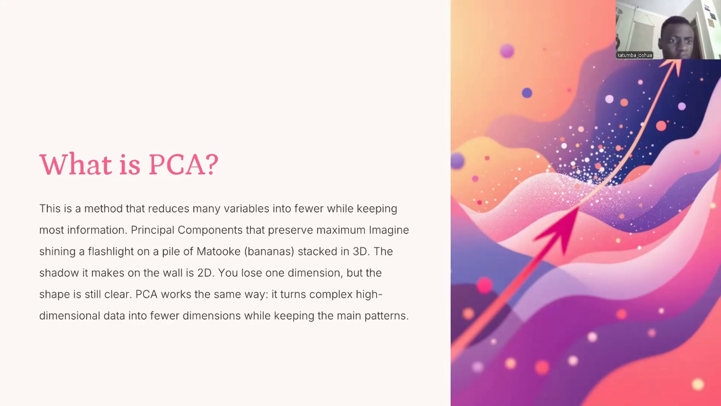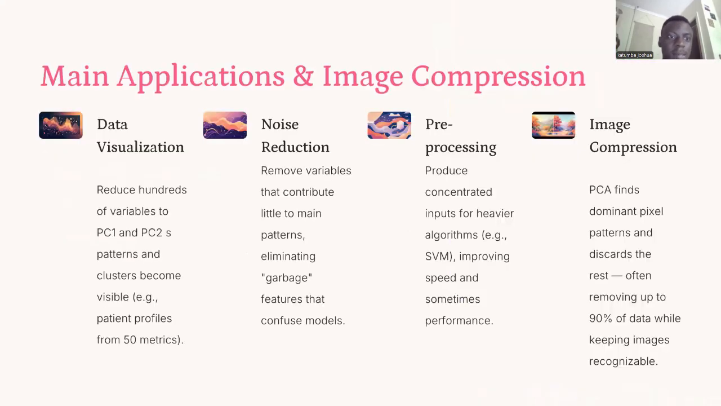So let me just read this. I talked about the matoke. The shadow it makes is 2D, so you lose one dimension from the 3D, but the shape is still clear. PCA also works in the same way. It turns complex high-dimensional data into fewer dimensions while keeping the main patterns.